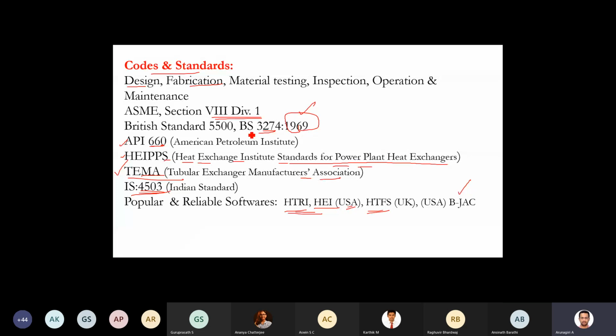So the idea of TEMA, the Tubular Exchanger Manufacturers Association, is that even if you purchase one particular equipment from one supplier, whenever you have a problem in a particular exchanger, it's not necessary that you have to depend on that supplier to replace the component. You can purchase from the market, because otherwise you have to shut down the plant, wait for the material to arrive, then carry out the maintenance work, then start up. So this timing can be reduced because these problems are minimized by these codes and standards.